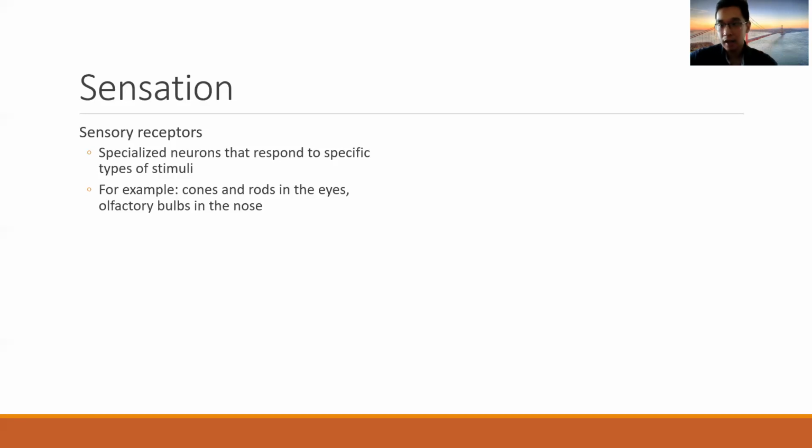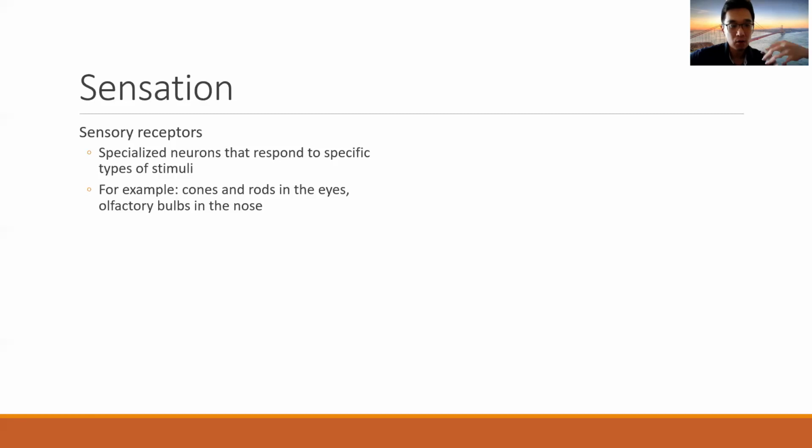For example, the eyes can see things. We can only see things through the two eyes that we have. In the eyes, there are two kinds of neurons that respond to light. Those are cones and rods. Those cones and rods inside the eyes are specialized neurons that are activated when there is light. That's why we can see light.